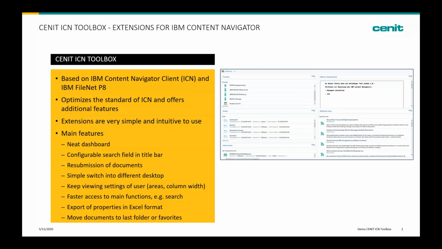To support quick searches, there's a configurable search field in the title bar, which users can use to search for important documents or folders. Users can switch between desktops and save their viewing settings, such as column width. Processing object properties in Excel is much simpler, as the data can be exported directly into Excel format. When moving documents into a folder, the toolbox automatically shows a target list of the last folders used and your favorites, so selecting a target folder is faster and easier. On the right side, you can see an example of the dashboard.